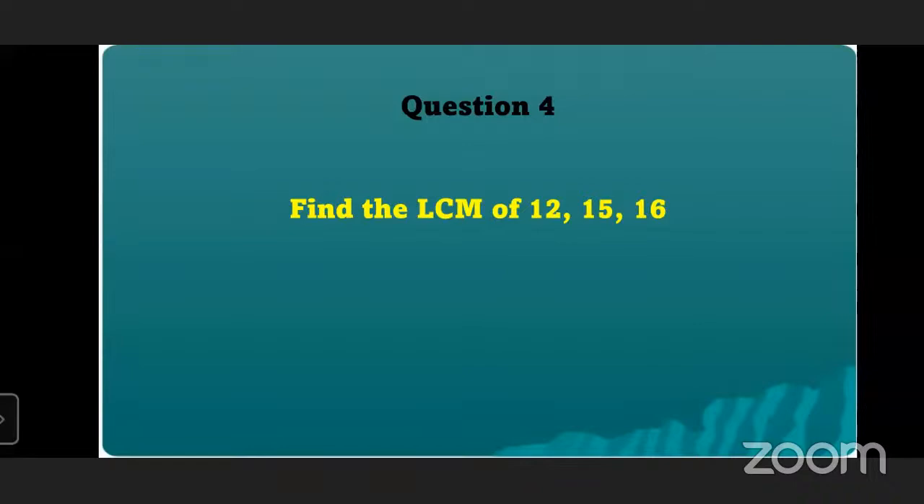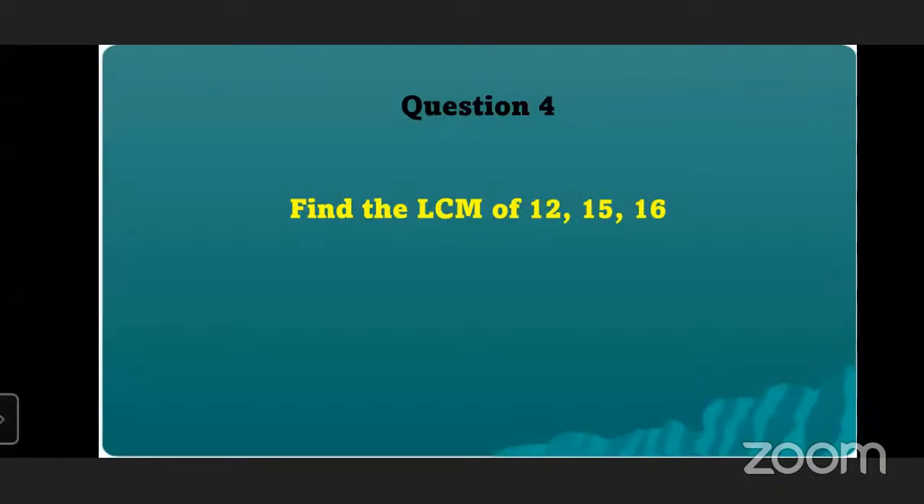Now see here, we can't write the tables like that every time, correct? If the number is small, then we can do it with the tables. But for bigger numbers, there is a different method which is called the prime factorization method. 240 is our answer. As of now, this is our first period on LCM.